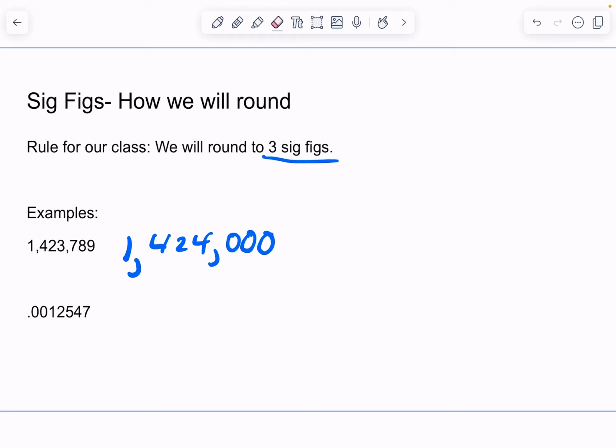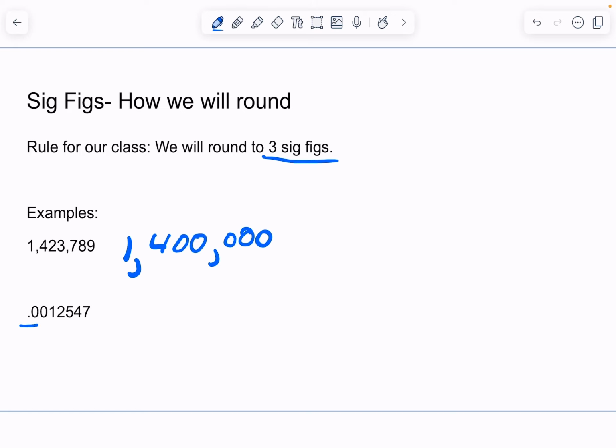So really, this number should be, for our class, 1,420,000 as the answer. Okay, this would be 1, 2, 3 sig figs. Okay, if it was 2 sig figs, then it would just be 1,400,000.